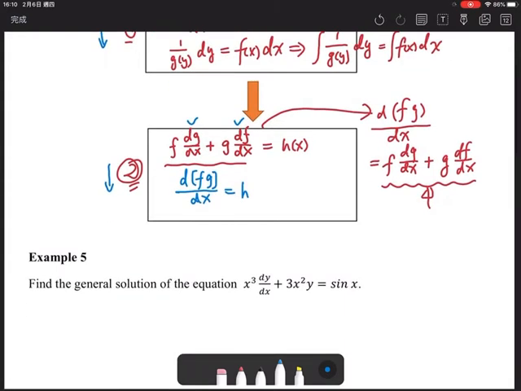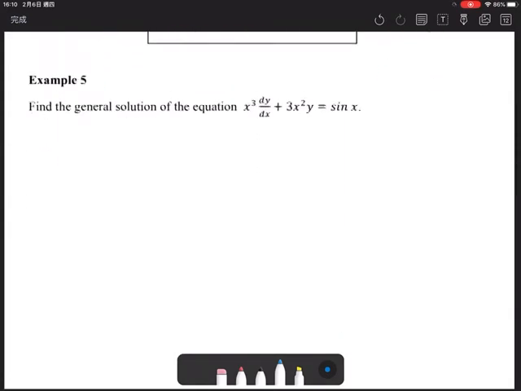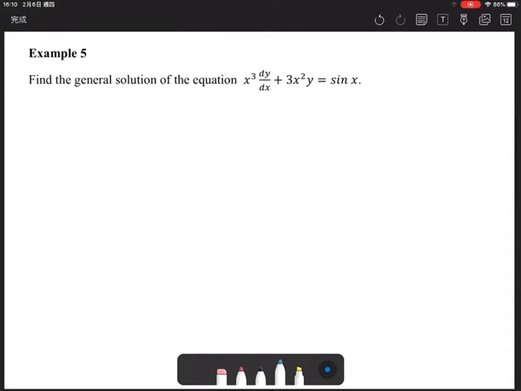Okay, so now let's look at example 5. Find the general solution of the equation. So firstly, let's observe the differential equation. You see that we cannot use the separating variable method to do this question, right? We cannot separate so that one side is y only and another side is x only.